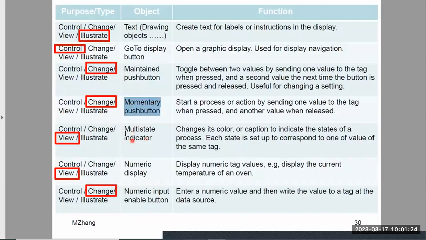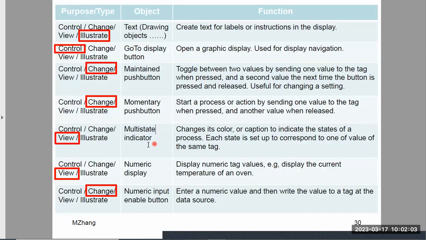And today we're going to start to talk about the other objects. The first one is the multi-state indicator. If you look at the purpose of the type, it's different. This object, as the name implies, is just an indicator. It doesn't change the tag value on the PLC. Instead, it lets the operator view the changes. As the name implies, it has different states, so that's what we need to focus on.